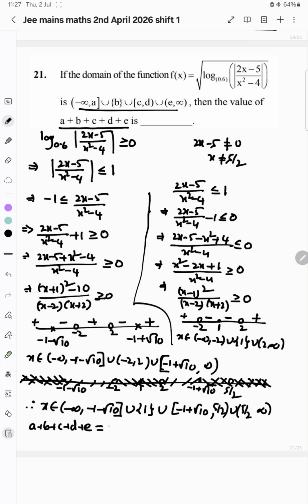So the a value is minus 1 minus root 10, plus b value is 1, plus c value is minus 1 plus root 10, d value is 5 by 2, plus e value is again 5 by 2. This is the value we have to calculate, right? Now root 10 minus root 10 cancel, 1 minus 1 also cancel. Okay, 5 by 2 plus 5 by 2 is 5, 5 minus 1 will be what now? 4 only we will get. So the answer is 4.